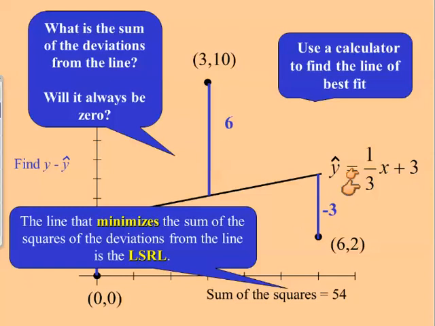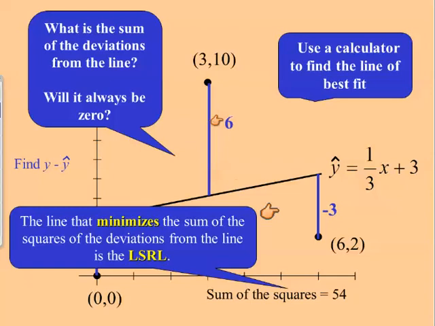Okay? And we could do the same thing with this. Stick a 0 in for the x. 0 times 1/3 is 0, plus 3. That gives me a 3. Stick a 3 in for the x. 3 times 1/3 gives me a 1. 1 plus 3 is 4. 10 minus 4 is a 6.